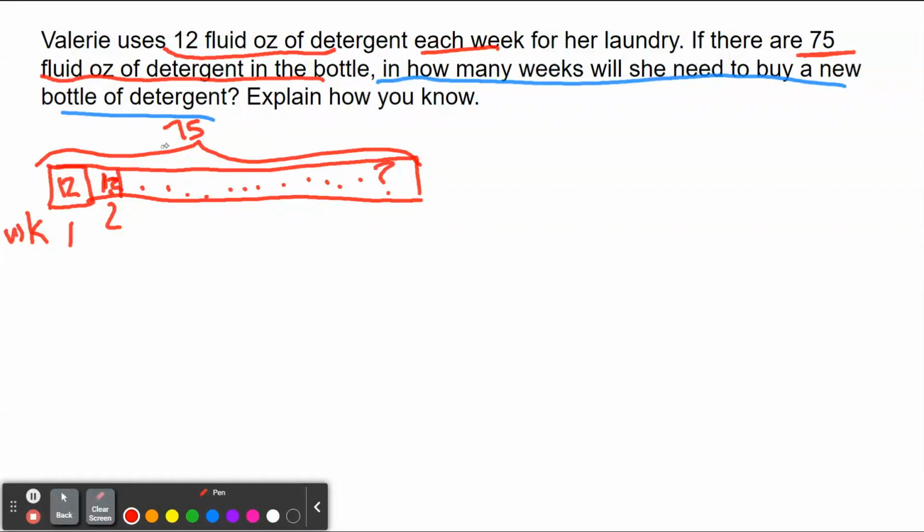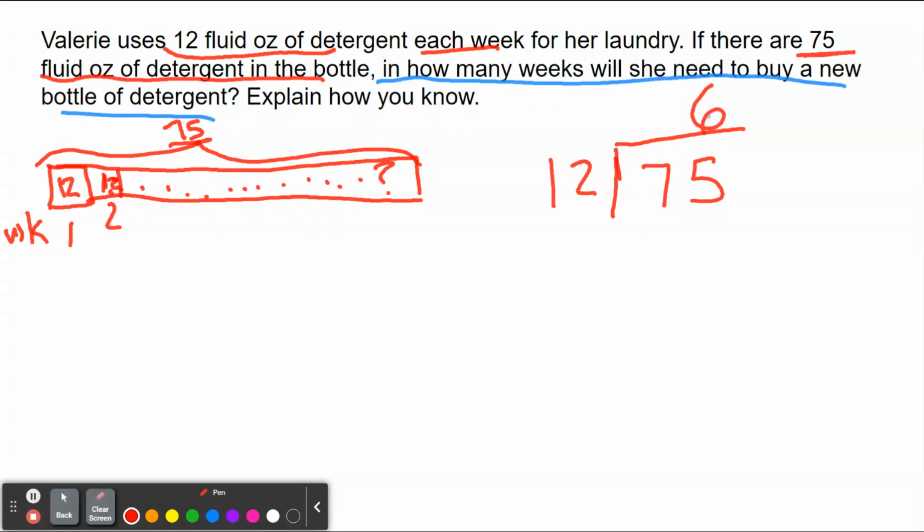So I have my dividend, which is 75. Now our divisor, the number of fluid ounces we have in each group, is 12. So now let's go ahead and divide. Okay, so now I have to figure out how many times 12 can go into 75. So I know that 12 times 5 is 60. Okay, 75 take away 60 is 15. So we can go ahead and divide 75 by 12 at least 6 times.